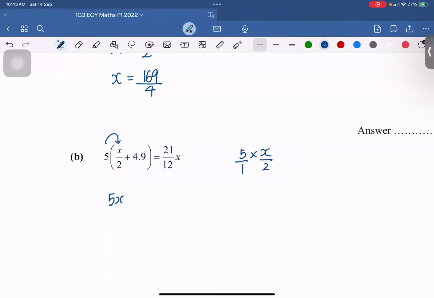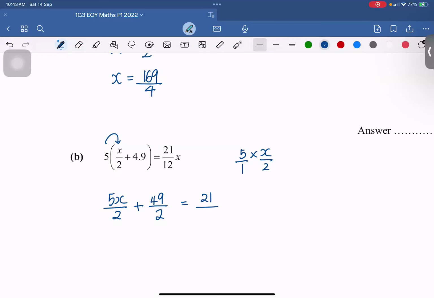So it's 5x over 2, not 10. Then 5 times 4.9. Again, personal preference, I don't like decimal places. So it's 49 over 2. Then I have 21 over 12. Oops, 21 over 12 can be simplified.